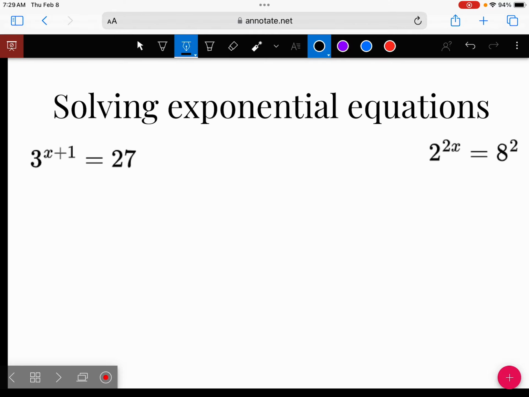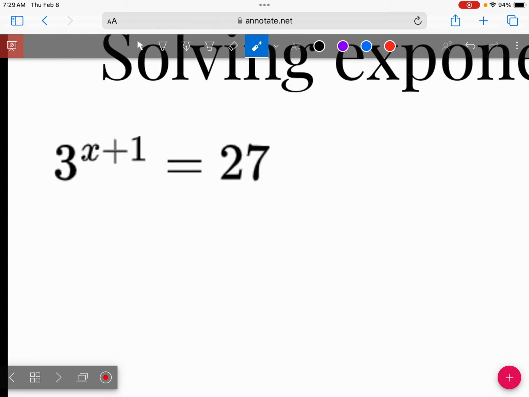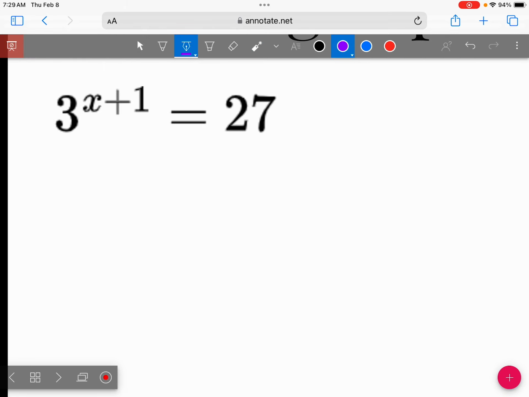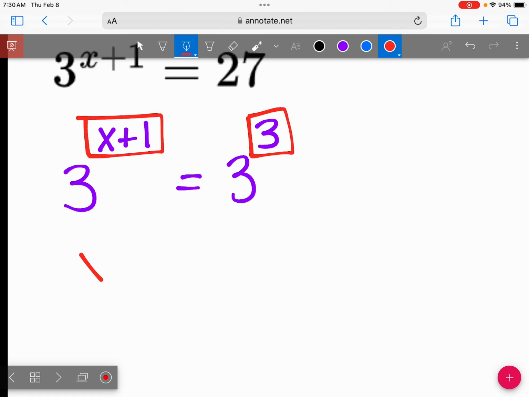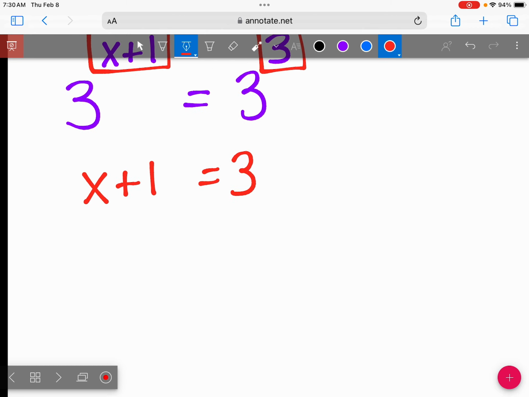If I give you one like this first one, where we have 3 to the x plus 1 equals 27, well, we just talked about 27 being 3 cubed. So this can be 3 cubed, and this side is 3 to the x plus 1. Once we have our bases that match, I can take my exponents and set them equal to each other. I want to know, when does x plus 1 equal 3? When x equals 2. And that's our answer. X equals 2.